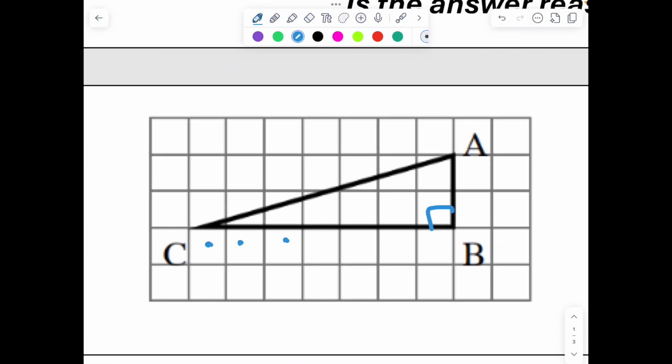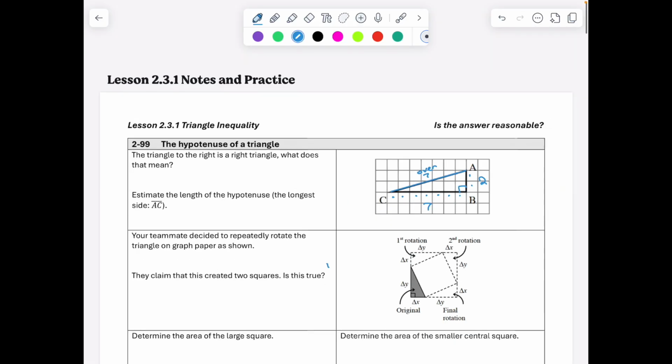Just estimating here. This side, right down here, is 1, 2, 3, 4, 5, 6, 7 squares. This side is 2. Okay, if we wanted to estimate, there's a couple different options here. There's no super wrong answers, okay? But this is going to be around a little over 7.